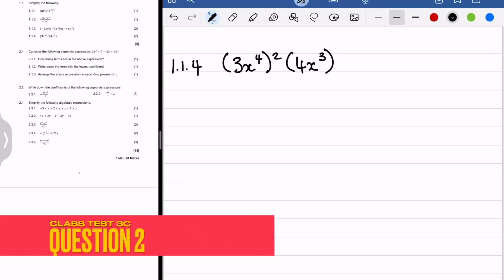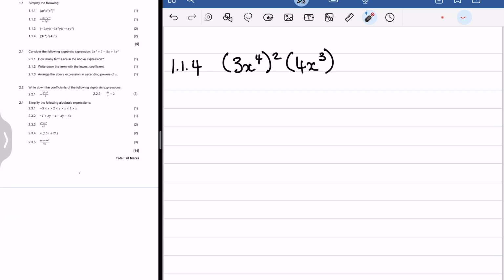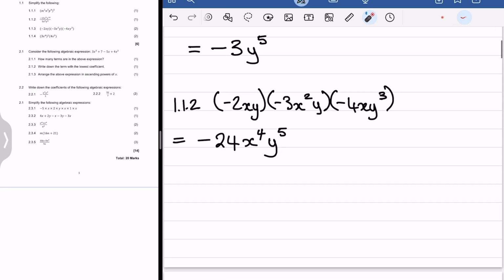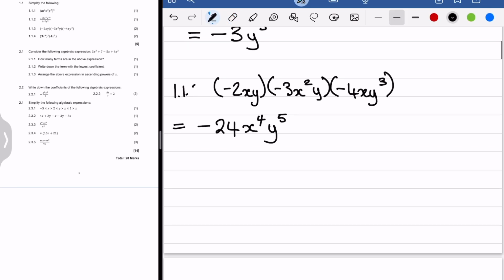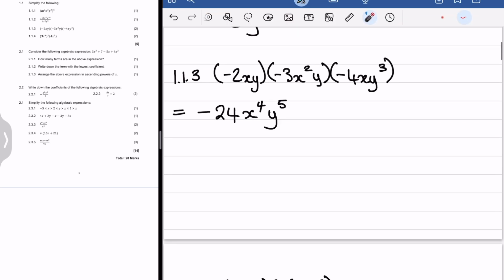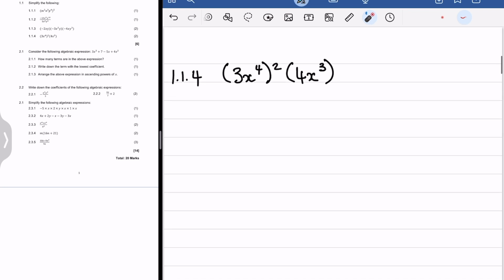1.1.4, we have another product here of brackets, but the only difference here from the previous one. I was speaking of the previous one, and I made a little error here. This was supposed to be 1.1.3, so let's just quickly fix that. That was supposed to be 1.1.3. Anyway, in this product we had one of this bracket, one of that bracket, and one of that bracket, so it was pretty straightforward to multiply them.